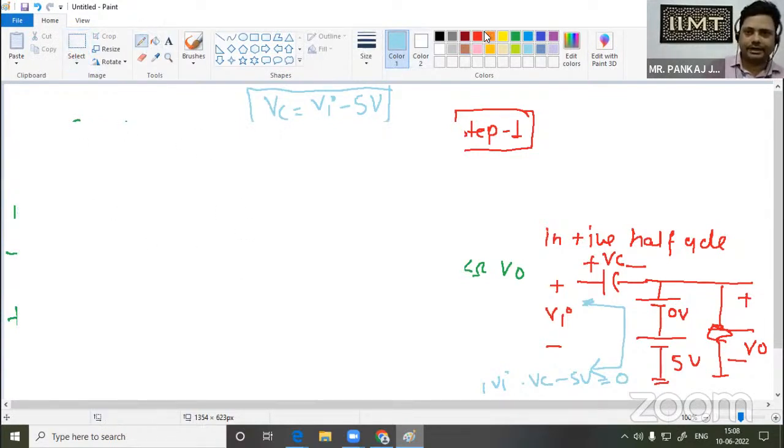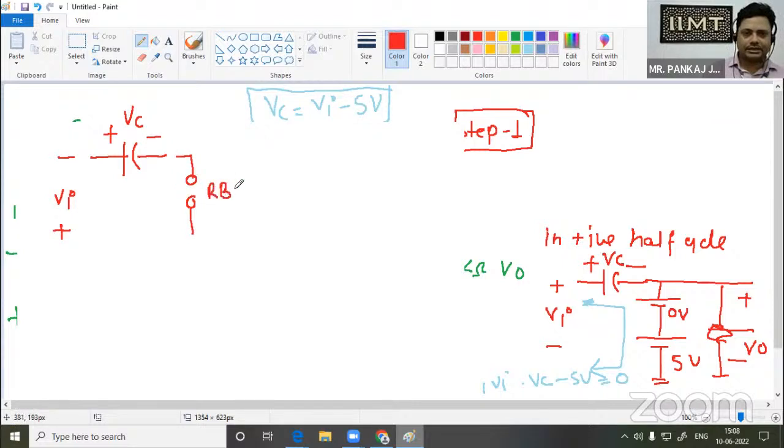So in the negative half cycle, the polarity will change. This will be minus plus Vi, but the capacitor will maintain its polarity as it was in the first half cycle. In the negative half cycle, this diode will be in reverse bias condition, that is, it will be in open circuit condition, and the battery will remain the same.